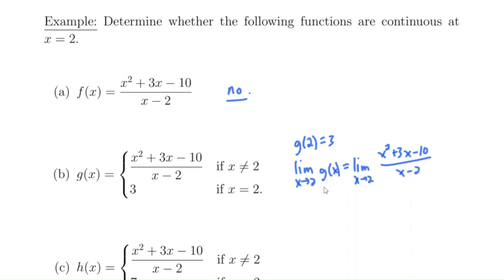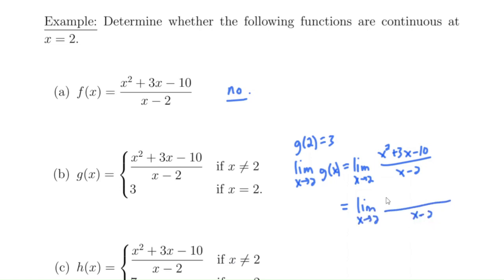Why is it this? Well, the limit as x approaches 2 has nothing to do with how the function is defined at 2, only how it's defined when x is near 2. And when x is near 2 but not equal to 2, the formula is like this. So when we say the limit as x approaches 2 of g of x, we can say limit as x approaches 2 of this formula, because that's what the formula is when x is not 2. Okay, and here we've learned how to calculate these. We've done these before already. So how do we do this?